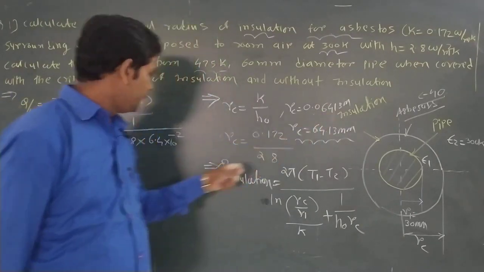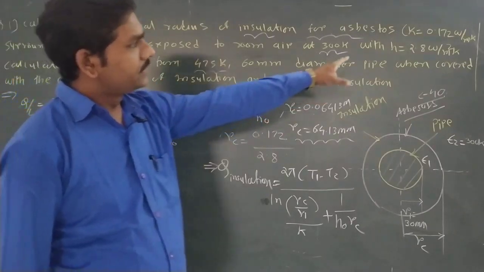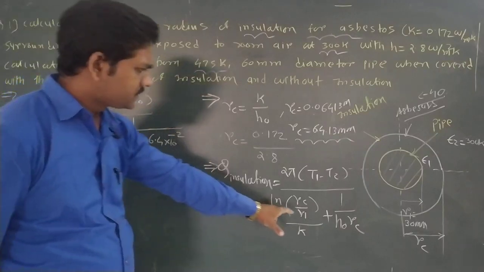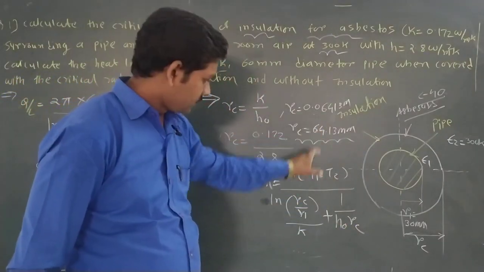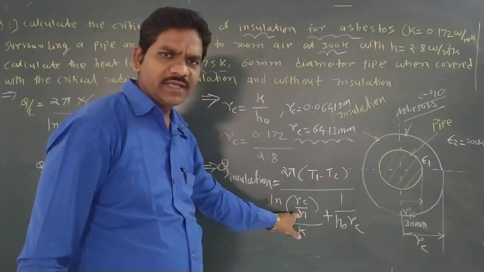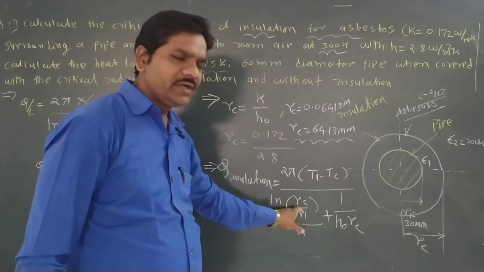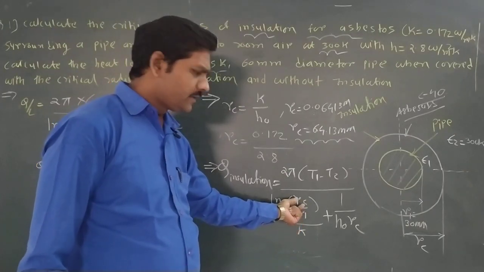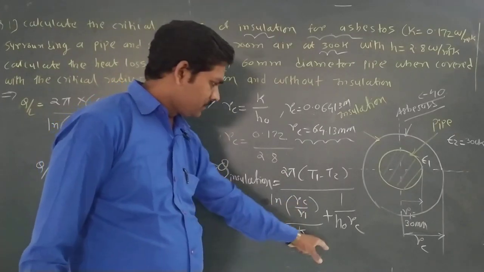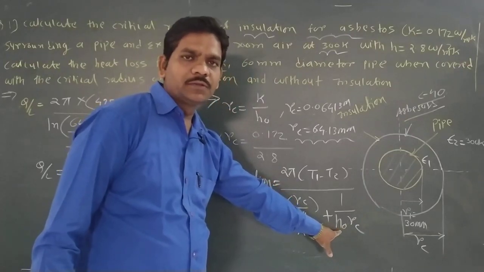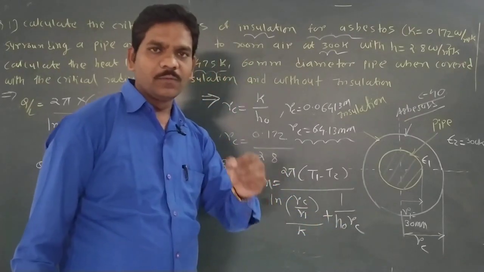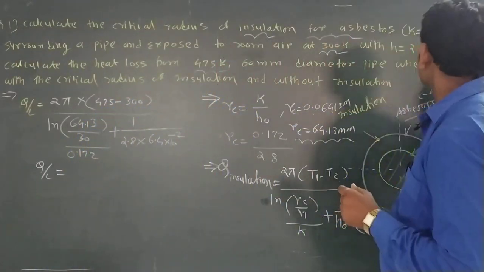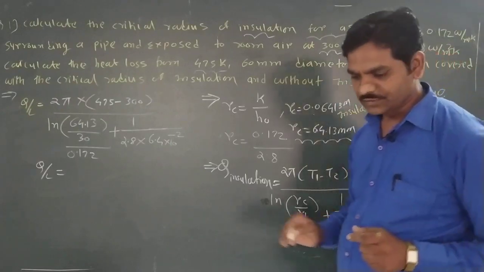6.4. Why put the meter value? Because this H is in watt per meter square. Therefore I put the value of this RC in meter form. And in this case I put the value in mm. Why? Because both the units are the same, so the unit is cancelled. So there is no problem, it may be put in meter or in mm, but in this equation you should put the value of RC in meter form. Why? Because this HO unit is watt per meter square kelvin.